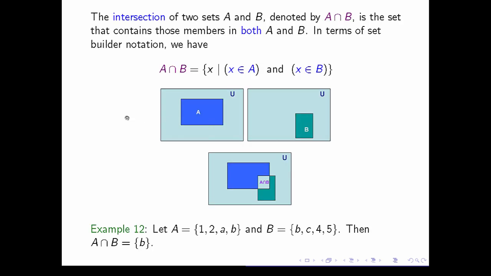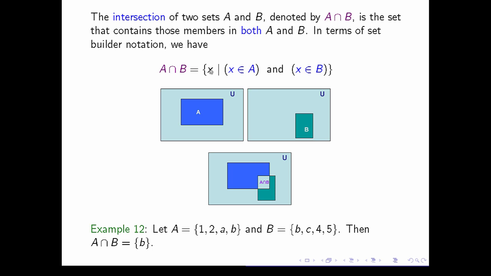Okay, the next operation among sets is the intersection. The terminology already suggests that this is a set containing the common elements in both A and B. And in terms of notation, we use the U upside down, or the glass upside down.